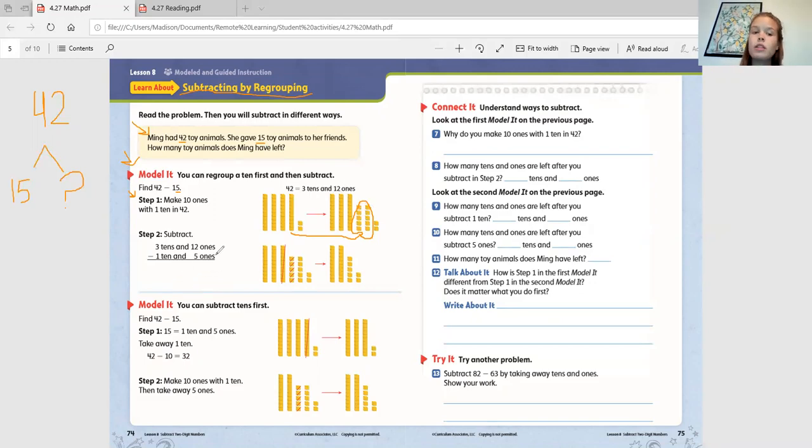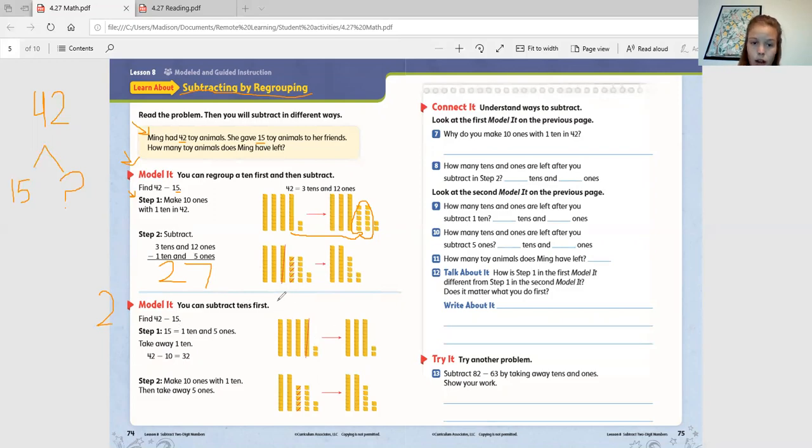And then we're going to subtract. So we're subtracting 5 ones from our 12 ones. So we crossed it out, 1, 2, 3, 4, 5. And we can't forget our 1 ten and cross that out, leaving us with 2 tens and 1, 2, 3, 4, 5, 6, 7 ones.